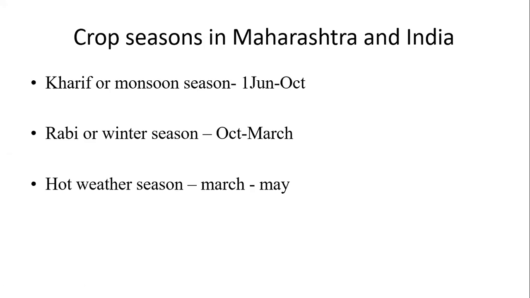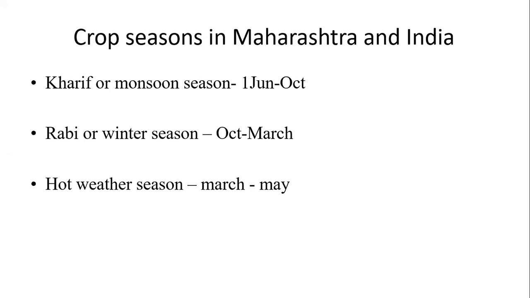Generally from June to October, a 5 month span, is considered the Kharif season. We are going to discuss in detail the crops taken in the Kharif season, Rabi season, and hot weather season.